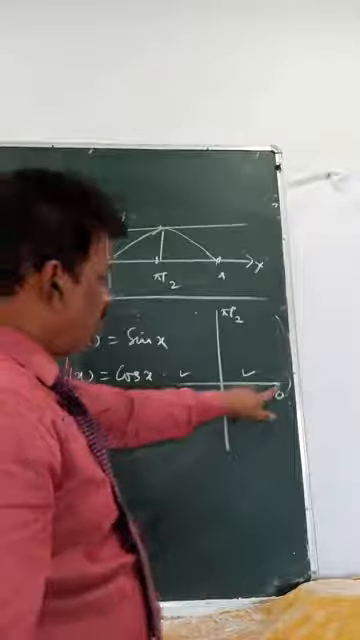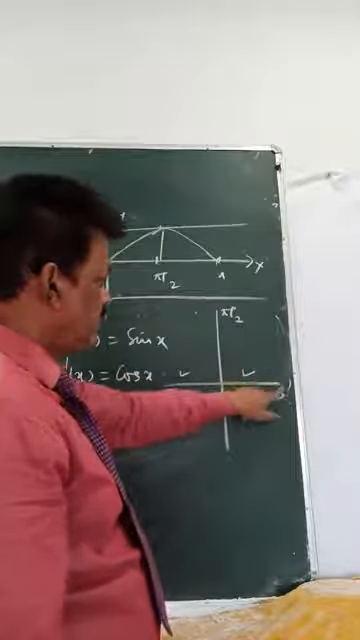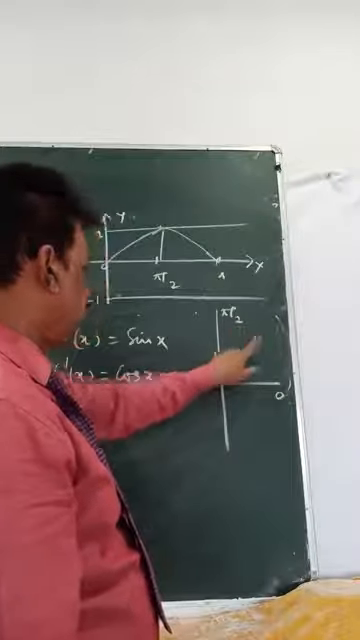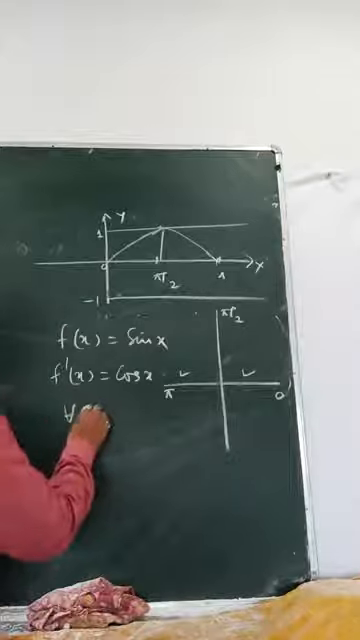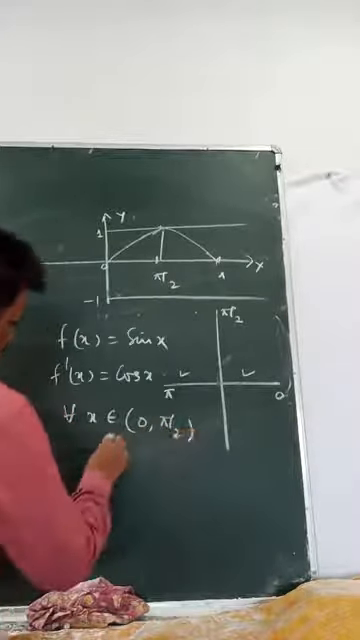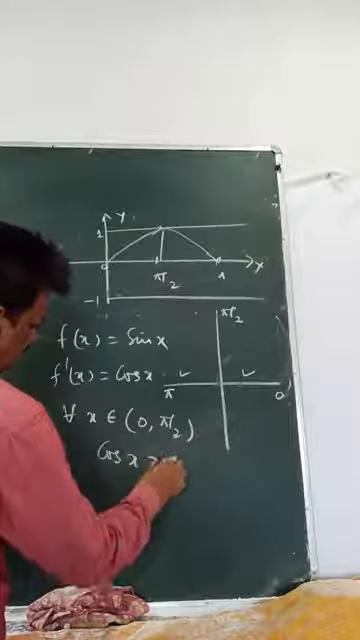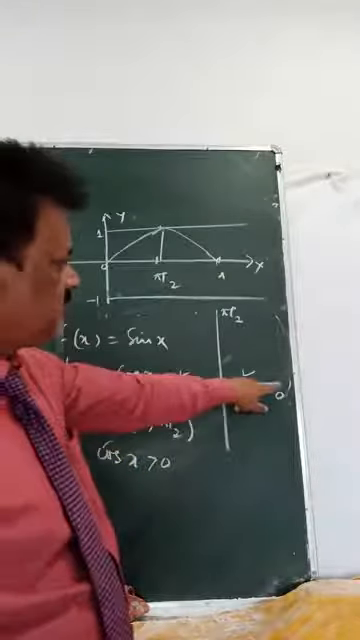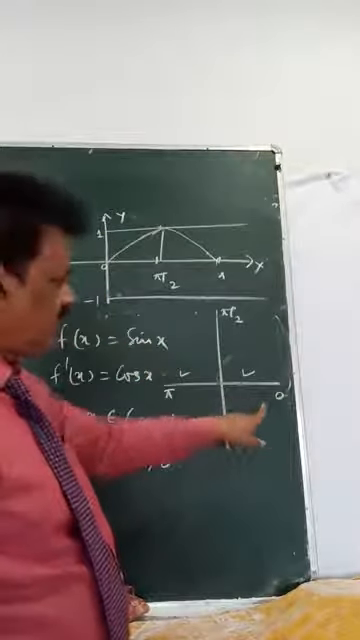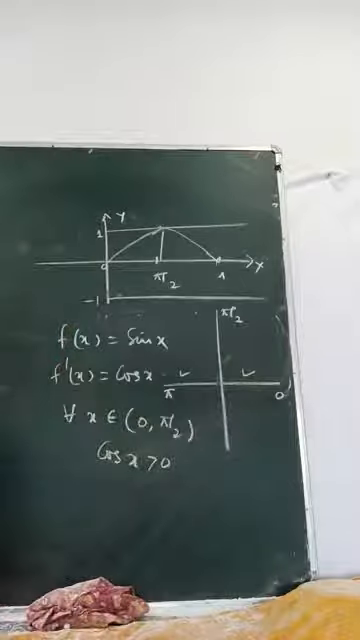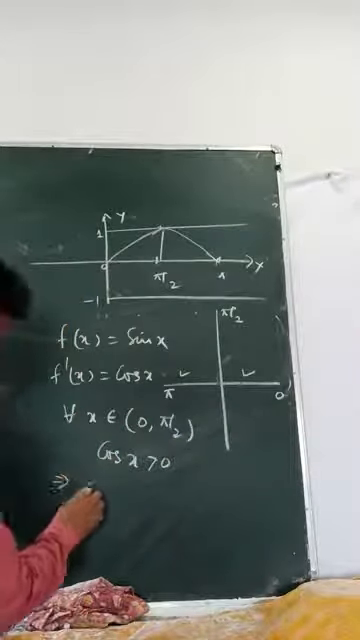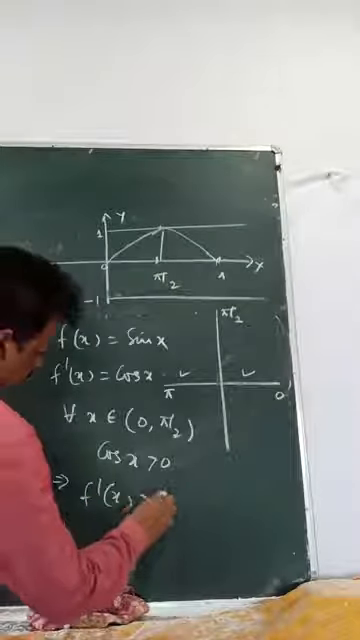When x belongs to 0 to pi by 2, all the trigonometric functions are positive in this quadrant. So for all x belongs to 0 to pi by 2, cos x is greater than 0. Why greater than 0? Because in the first quadrant all are positive: sine positive, tan positive and cos positive. So in the first quadrant this is positive.